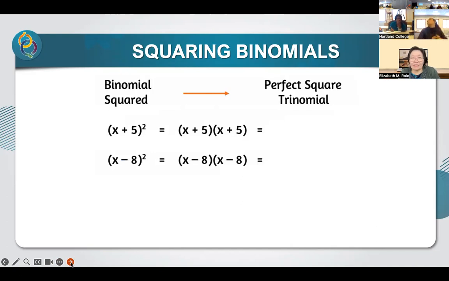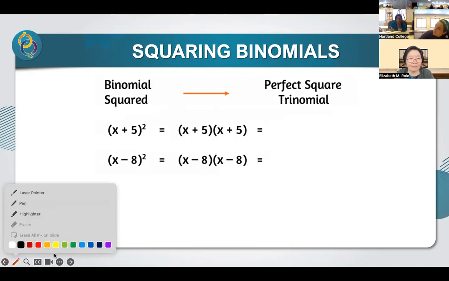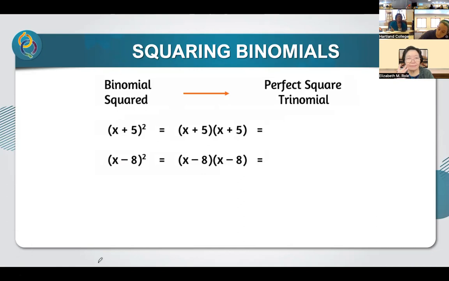Okay. So just for... sorry. All right. So what's your answer for x plus 5 times x plus 5, or x plus 5 squared, by just following the rule? But of course you know where we got those. What's the answer?